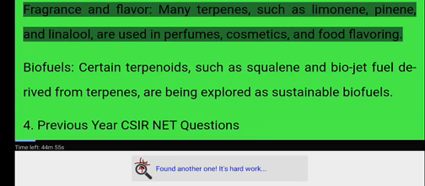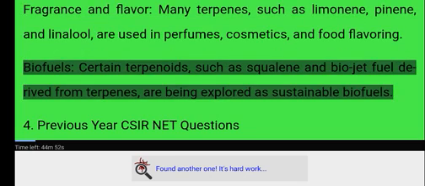Fragrance and flavor. Many terpenes, such as limonene, pinene, and linalool, are used in perfumes, cosmetics, and food flavoring. Biofuels. Certain terpenoids, such as squalene and biojet fuel derived from terpenes, are being explored as sustainable biofuels.